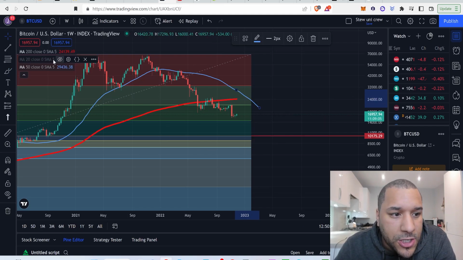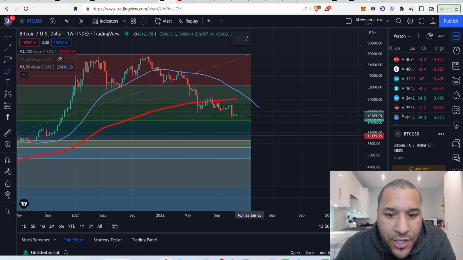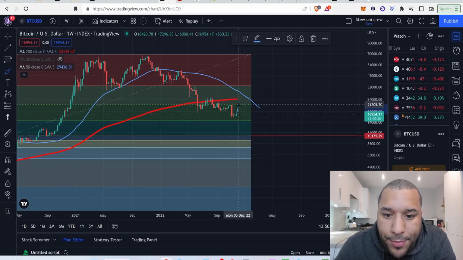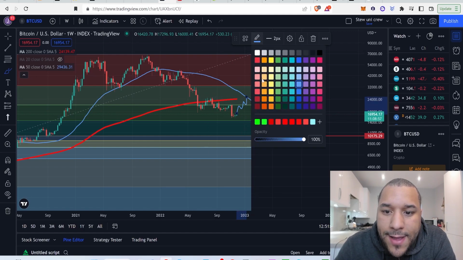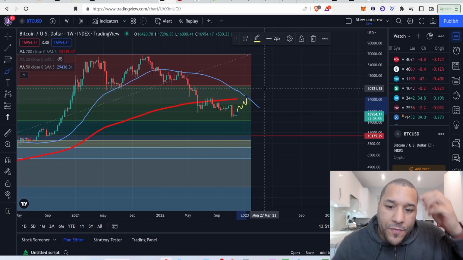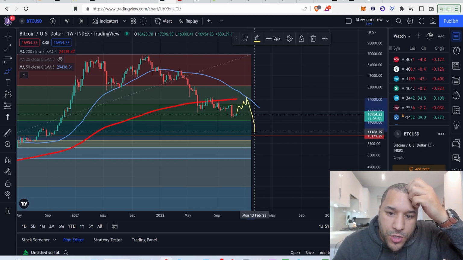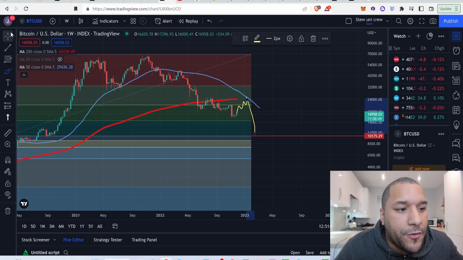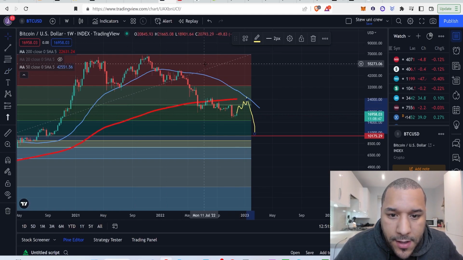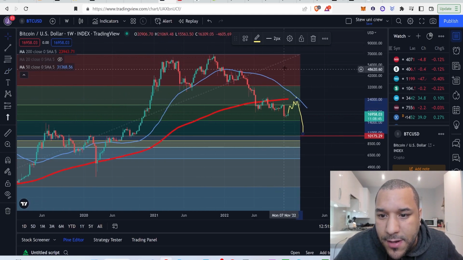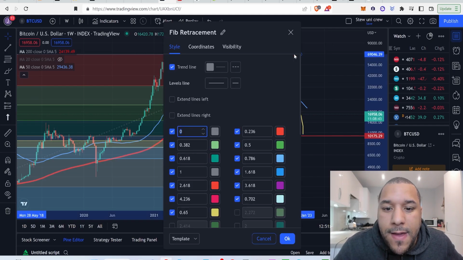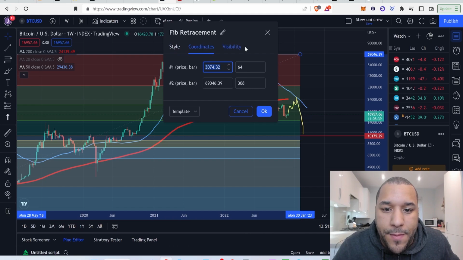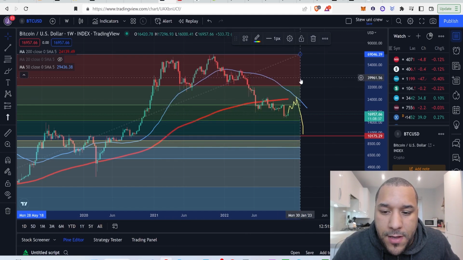We could see a situation where this price action comes up like this, touches this blue line and gets rejected on it, and then all of a sudden price just falls straight down, creating a new lower low. And I've got a Fibonacci retracement up here, because I'm trying to work out, if it does happen, where's the next level that it will fall to on the Fibonacci, right?